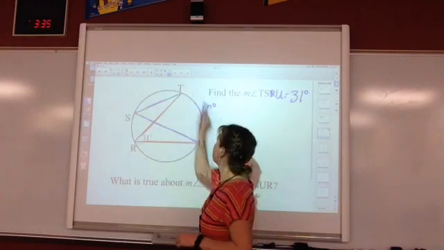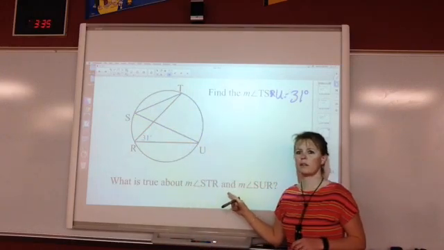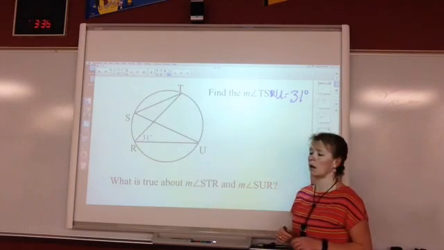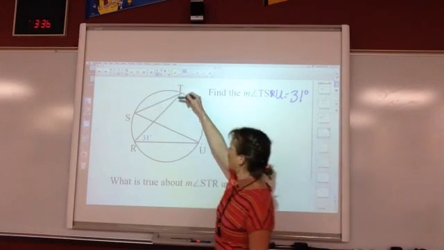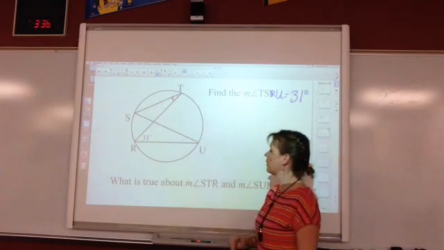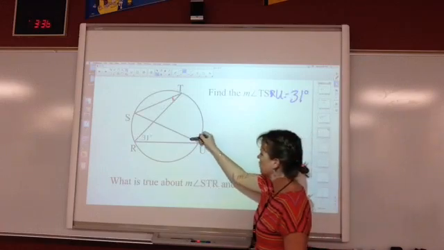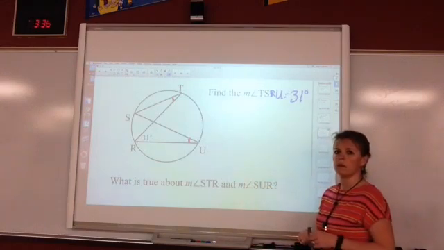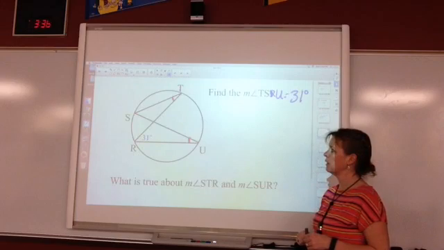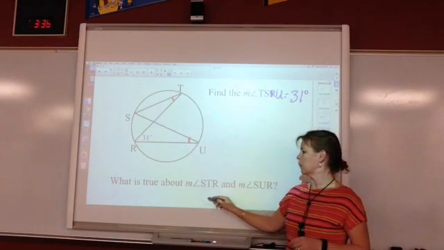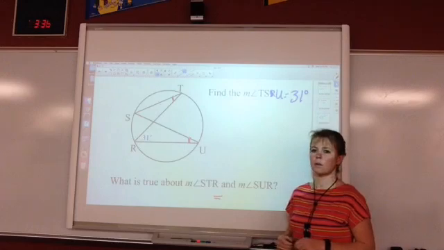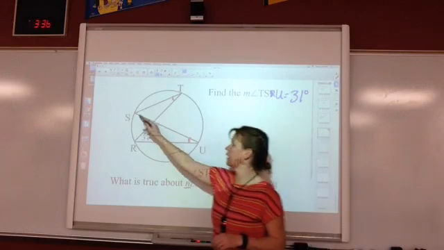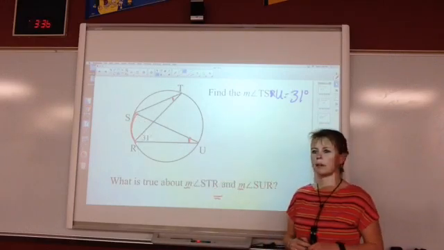Next question. What is true about the measure of angle STR and the measure of angle SUR? The measure of angle STR, which would be here. What's true about the measure of angle STR and the measure of angle SUR? If you checked into that yourself, answered it, you find out that they are equal. Don't say congruent because we're talking about their measures. This measure is equal to that measure because they intercept the same arc, SR.